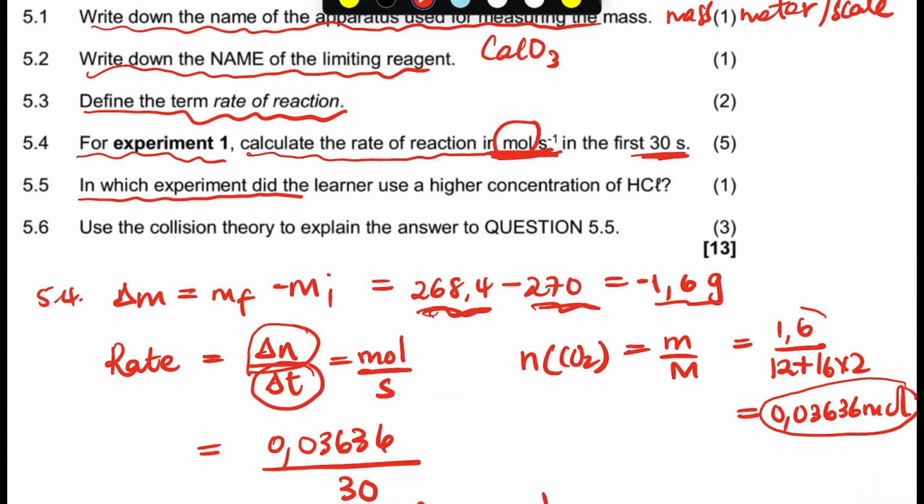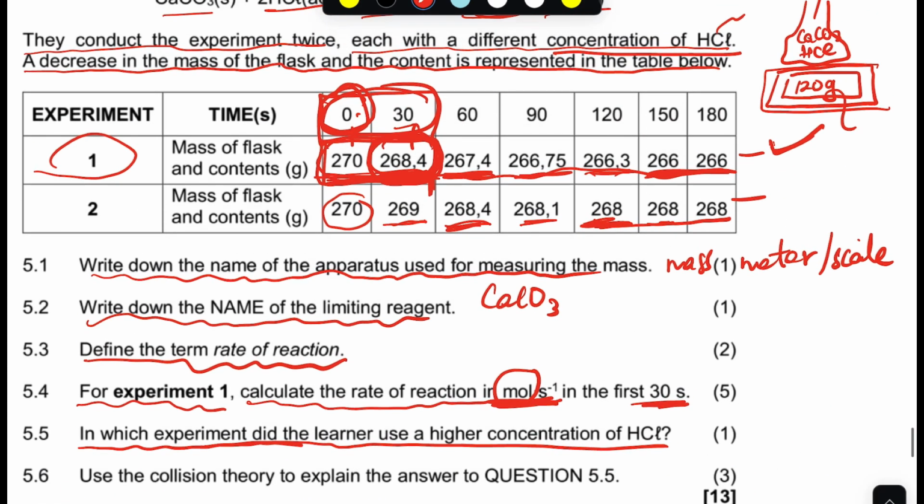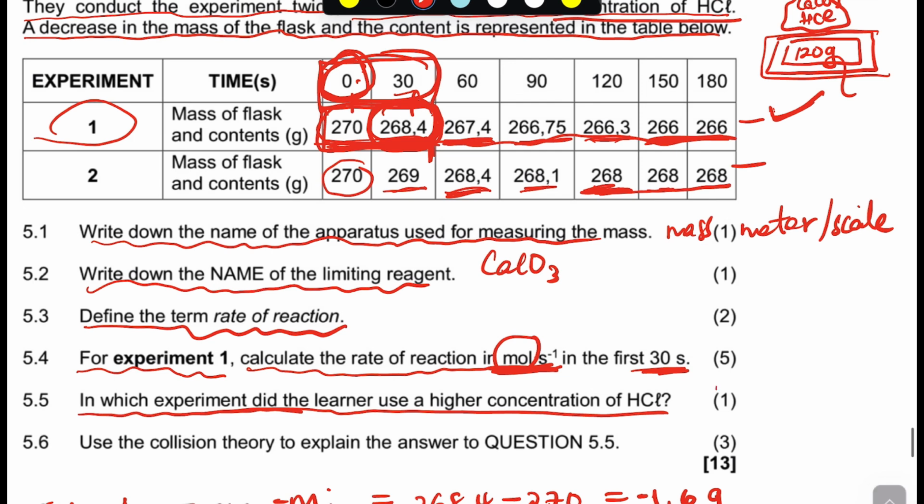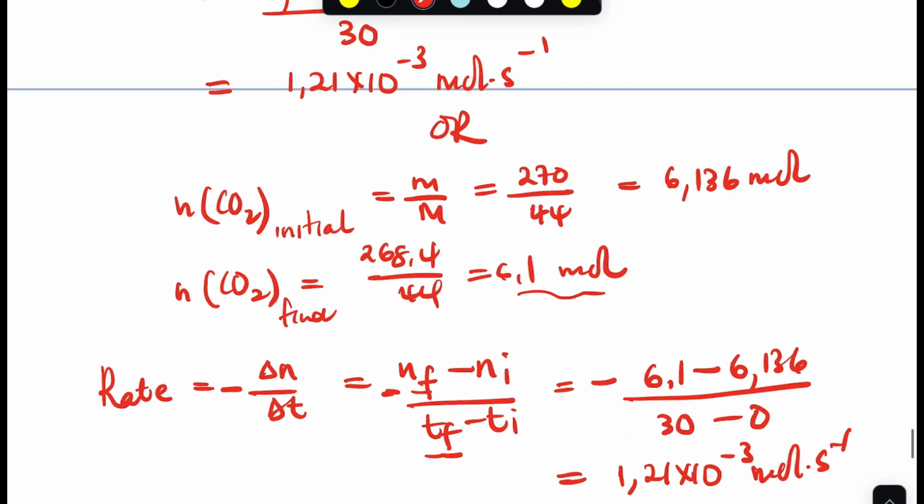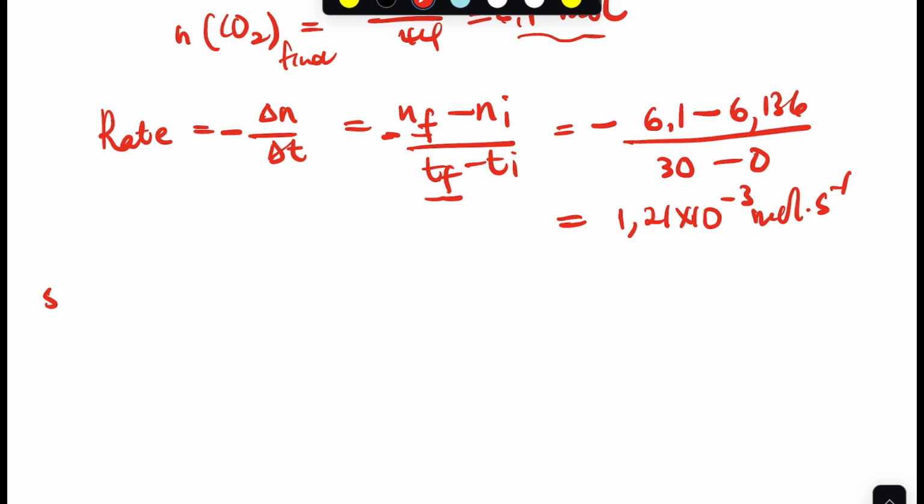5.5. In which experiment did the learner use a higher concentration? As I've mentioned before, it's experiment 1. It says use collision theory to explain your answer. So using collision theory to explain my answer, what was changed there? It was the concentration. So when you talk about the concentration, you need to say at higher concentration.